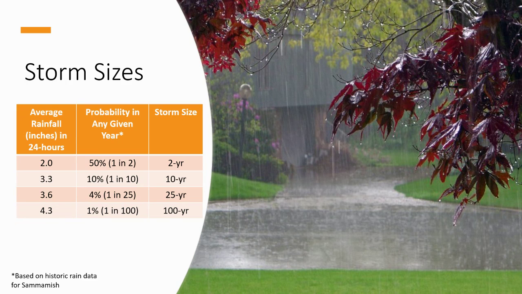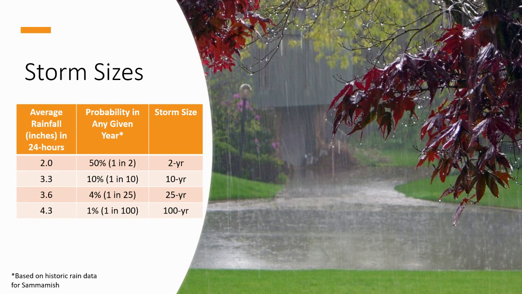For example, for central Sammamish, a storm event that drops 2 inches of rain in a 24-hour period has a probability of happening once every 2 years. We call this a 2-year storm. A storm dropping 3.3 inches of rain in a 24-hour period has a chance of happening once every 10 years and is called a 10-year storm.